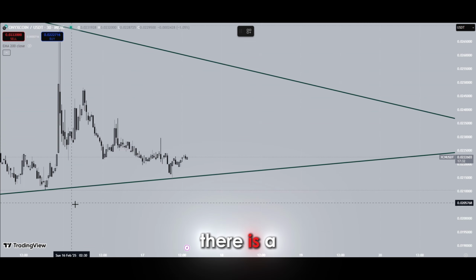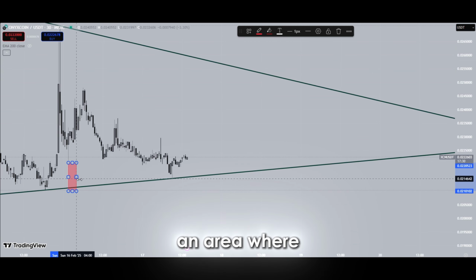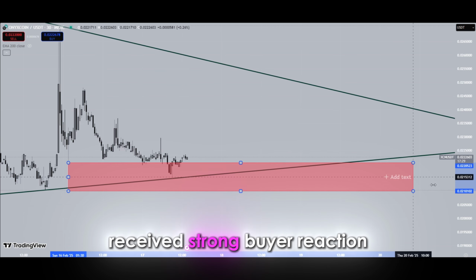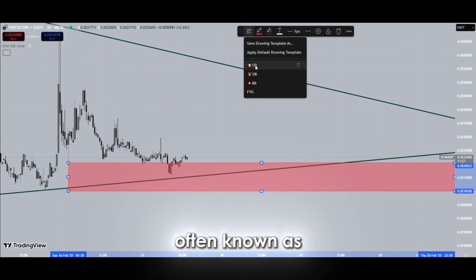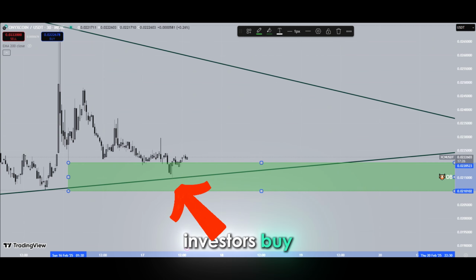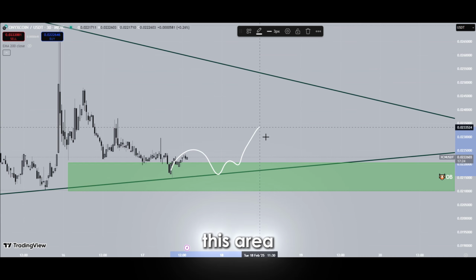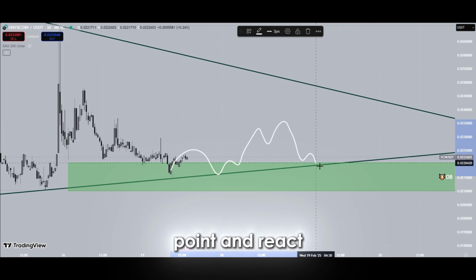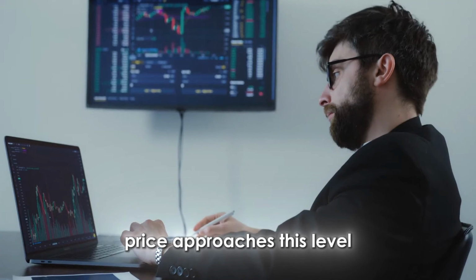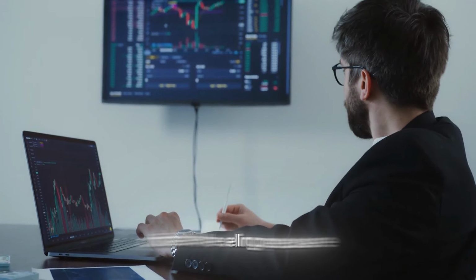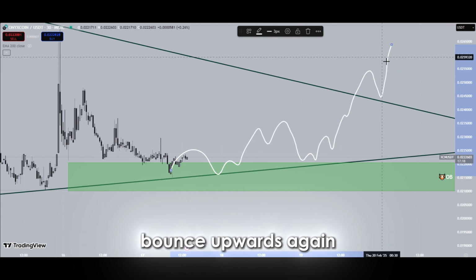Looking at the chart, there is a strong bullish order block at the bottom. This area stands out as an area where the price has previously received strong buyer reaction and moved upwards. Bullish order blocks are often known as areas where large investors buy and cause the price to move higher. Each time the price comes to this area, it can act as a support point and react upwards again. So, when the price approaches this level, we can see buyers step in and offset the selling pressure. If this zone is strongly held, the price may bounce upwards again from here.